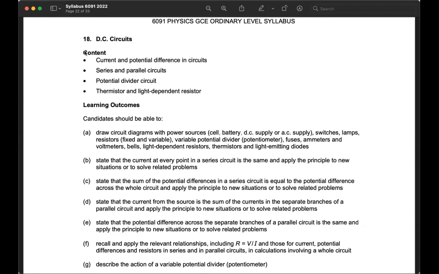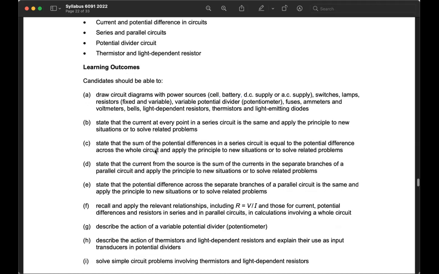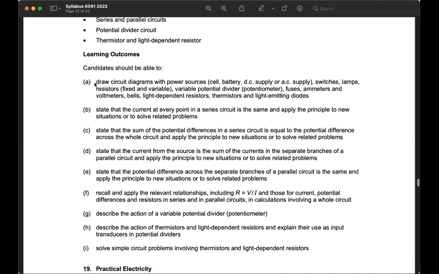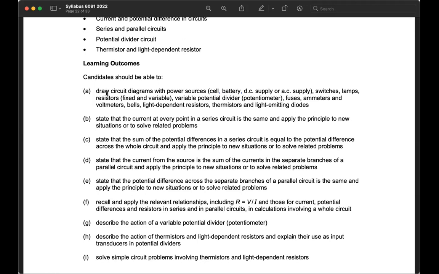For this topic, the most important thing is the first 2 parts. Because you are doing pure physics, you are learning the next 2 parts as well. The combined physics students don't really learn the last 2 much. Let me go through very quickly what the 9 things are that you need to know. First of all, you need to know how to draw circuit diagrams with power sources. Basically, power sources are just batteries.